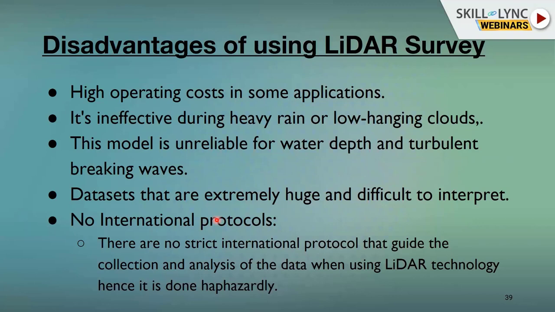It is ineffective during heavy rain and low hanging clouds. Yes, obviously, these are electronic equipment, so when it is the rainy season, definitely we cannot use the instruments for the survey. This method is also unreliable for water depth and turbulent breaking waves. Yes, the laser pulses will not penetrate the water, and it will not give the exact ground in deep water areas. So for that, people use a different survey technology called bathymetric LiDAR survey, which works in a beam process methodology.